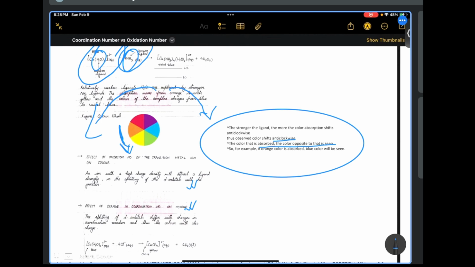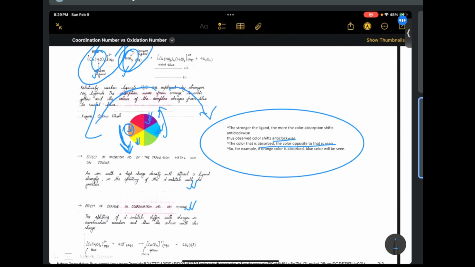Let's say for H2O it was in this direction. If the absorption is orange, then the color you will see is blue. Now if you replace H2O with NH3, a stronger ligand, it will shift anti-clockwise and it will become this yellow. If the absorbed color shifts anti-clockwise, the seen color will also shift anti-clockwise. So from blue it will become violet blue. Is that clear?